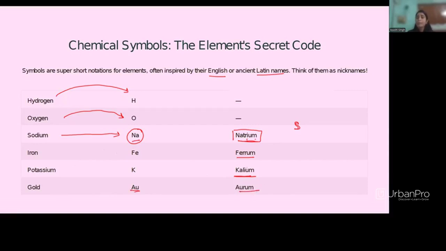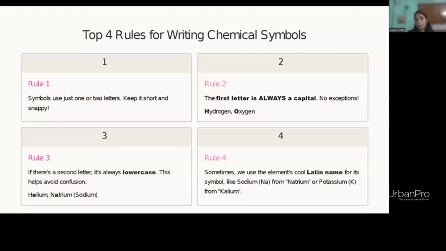Now, why are we writing one letter for the symbol of some elements, and for others we are writing two letters, the first two letters? That comes in how we write the symbol. Chemical symbols have certain rules. The first rule is that symbols use just one or two letters, not more than that. So it is very short.